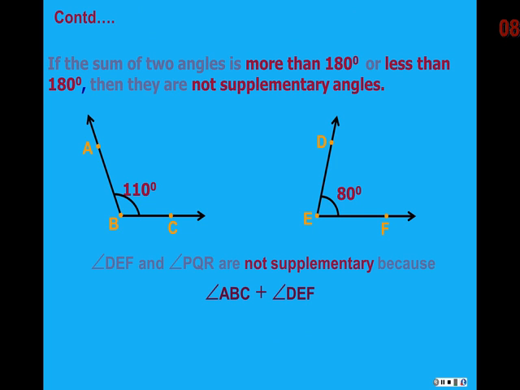Here's a situation where we have 110 plus 80, which is 190 degrees. So these two angles are not supplementary because they do not total exactly 180 degrees. So you need to know when the situation is true and when the situation is not true. No, they're not even adjacent. It doesn't matter. They have no relationship because they don't total 180 degrees. So there's no special relationship between them.